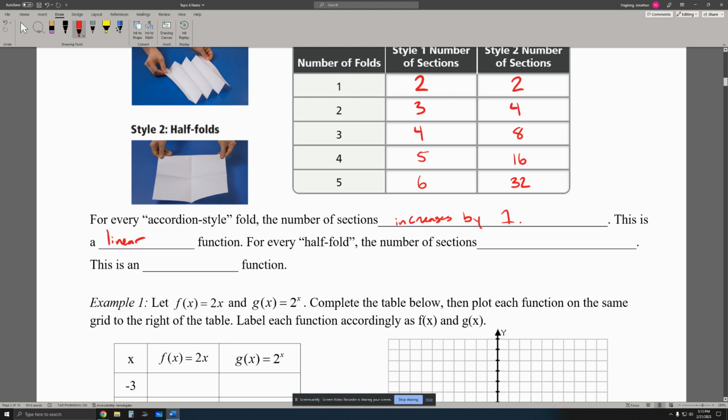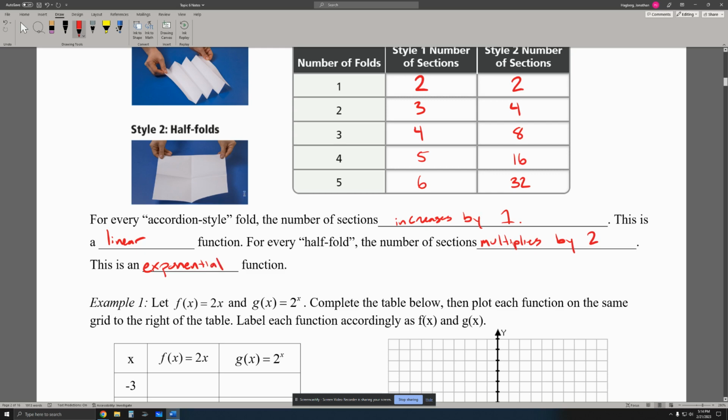For every half fold, or in style number 2, the number of sections multiplies by 2. Another way you can think of this is the number of sections doubles. This would be represented using an exponential function.